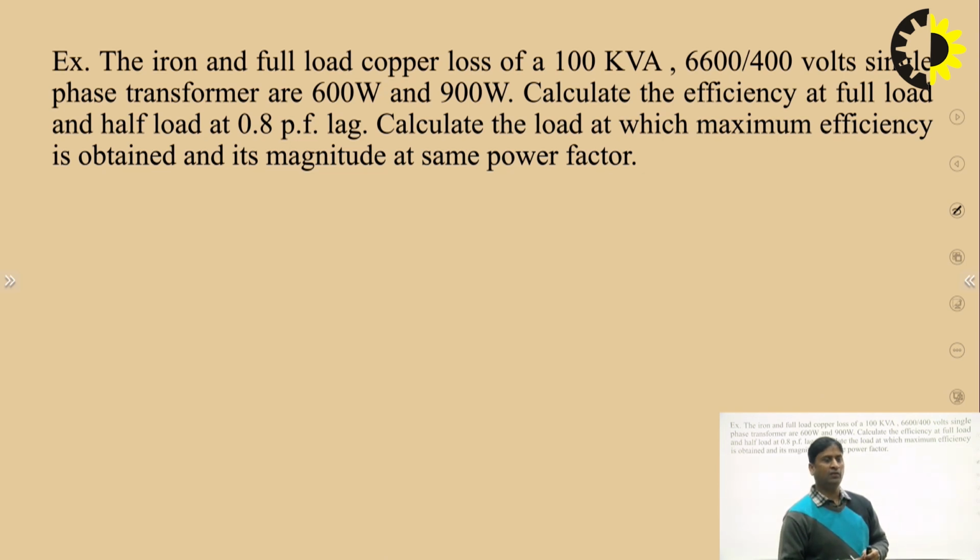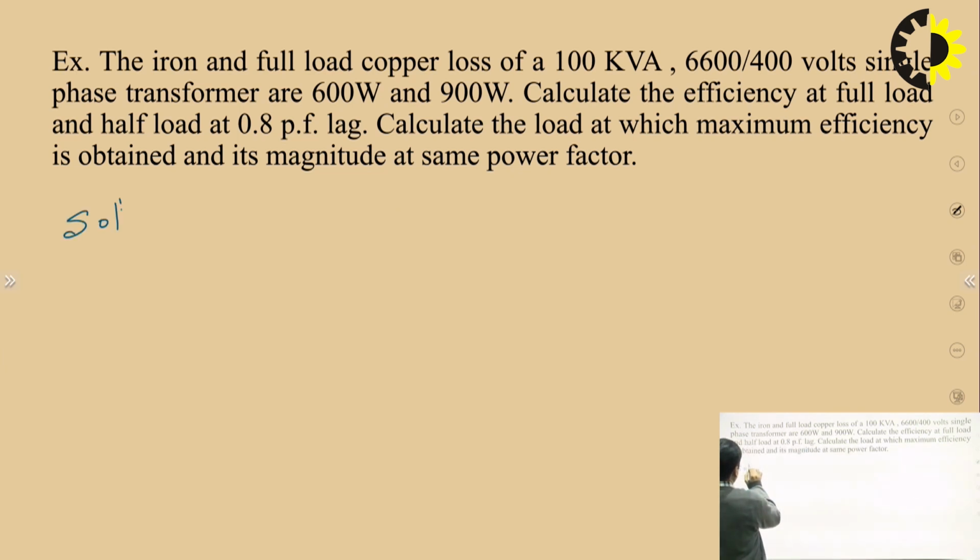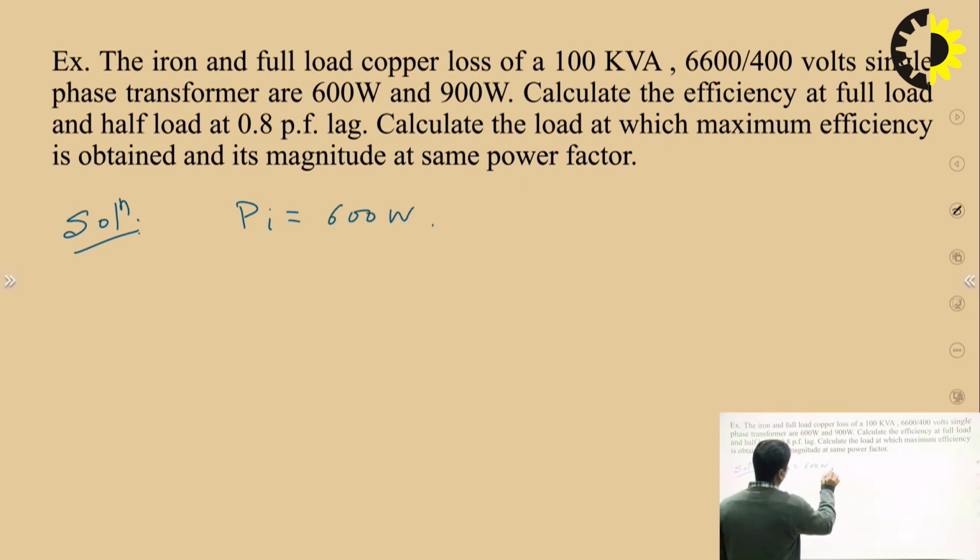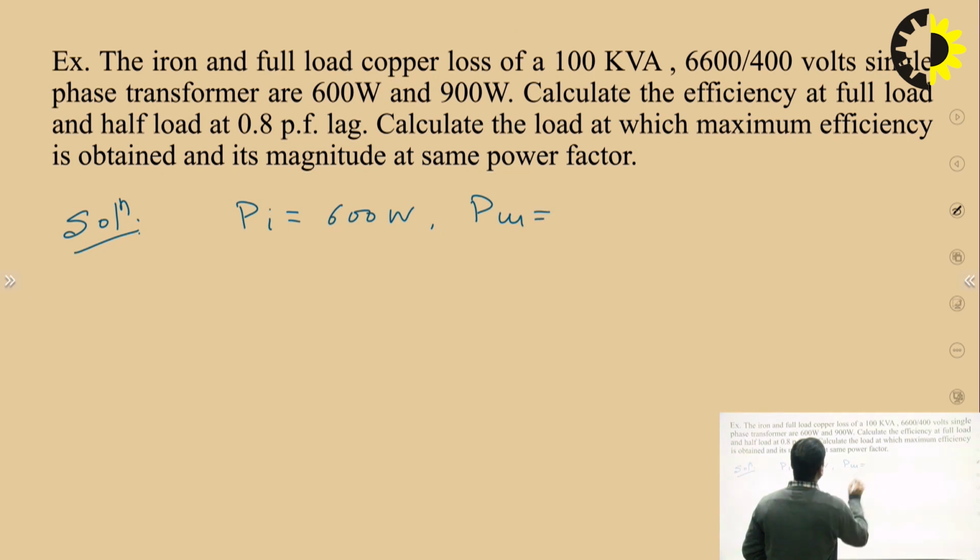Okay, so iron losses is given as 600. So in our problem the iron losses Pi is given as 600 watt, and full load copper losses is given as 900 watt. Okay, so these two losses are given to us.